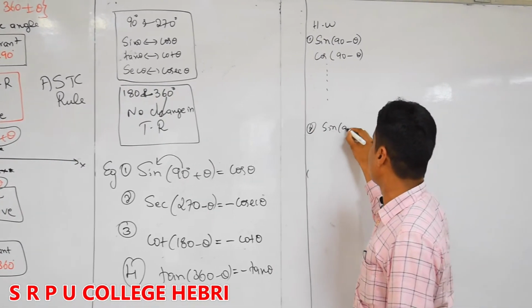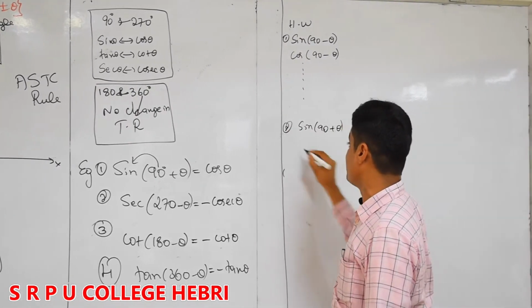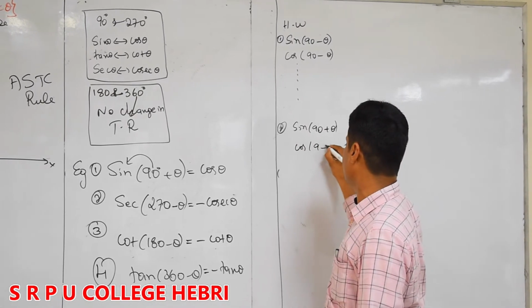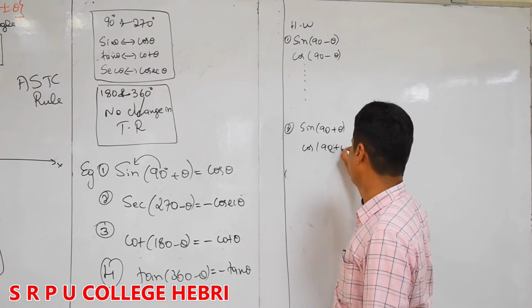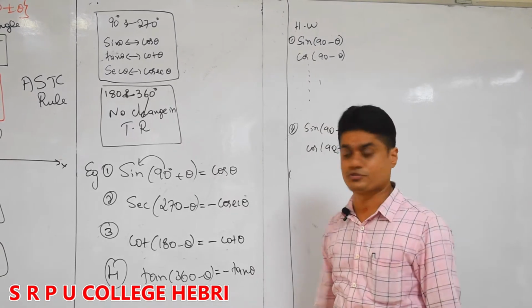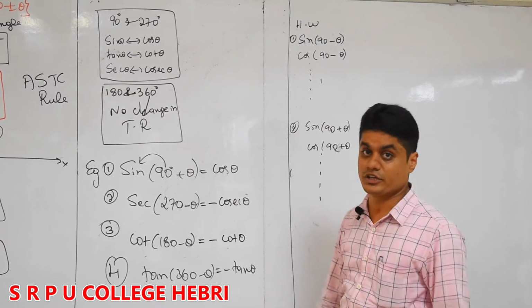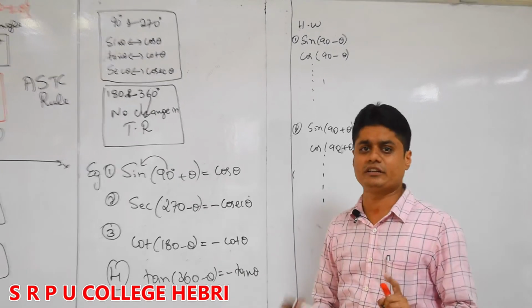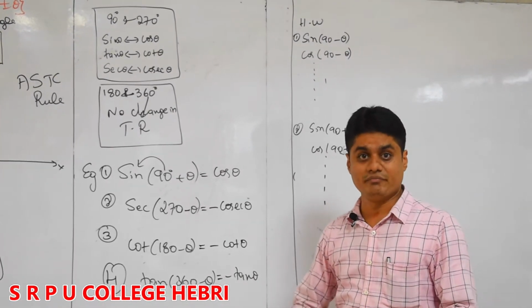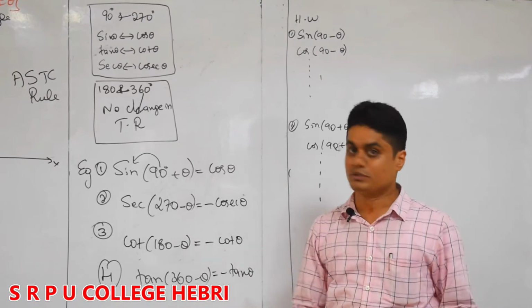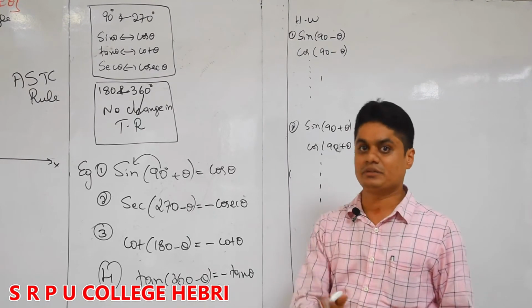Next, sine of 90 plus theta. You should write and you should submit it to me. Cos of 90 plus theta. Similarly, for all the trigonometric ratios you should write, and you have to submit it as homework. You can make a chart or a table, whatever you like, and make this work more creative. You can write in table form or chart form, whatever idea you get.